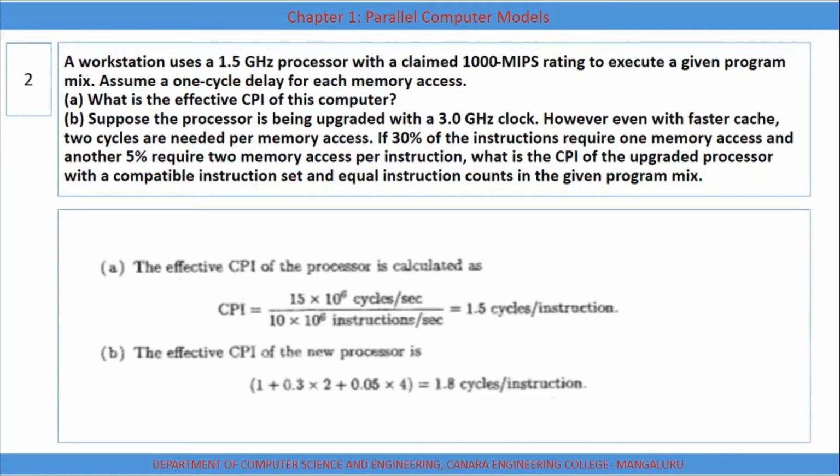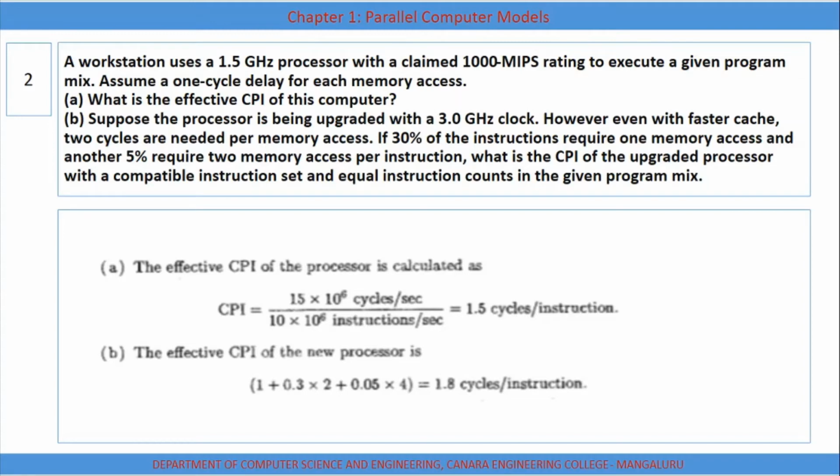The effective CPI of the processor is given by 1.5 into 10 raised to the power 9, divided by 1000 into 10 raised to the power 6. That can be written as 1 into 10 raised to the power 9. So 1.5 into 10 raised to the power 9 divided by 1 into 10 raised to the power 9. The 10 raised to the power 9 gets cancelled, so it is equal to 1.5 cycles per instruction.